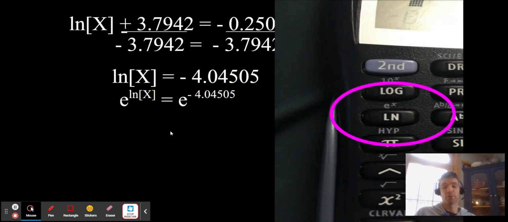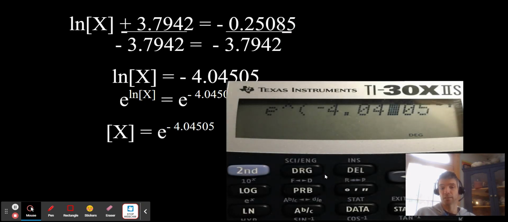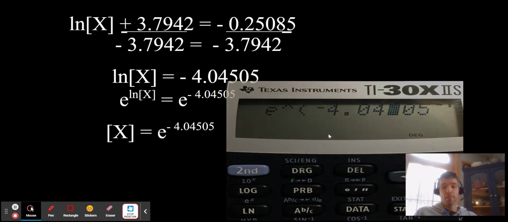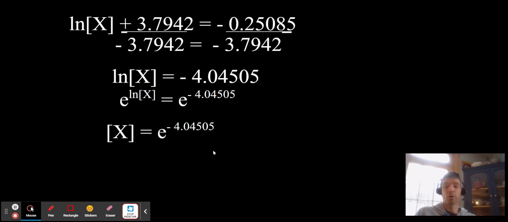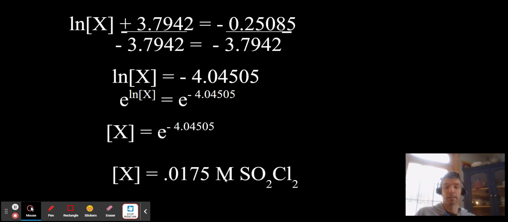And I want to talk briefly. Here's the button I'm looking for on a calculator, right? It's e to some power. So you want to be able to plug it into the calculator so it looks kind of like this. E raised to this power, right? And then I'm going to do it, and that's going to give me my answer, which is going to be this. Now I have 3 sig figs, so this would just round to 0.0175 molarity sulfur dioxide dichloride. All right, and that's how we do it.